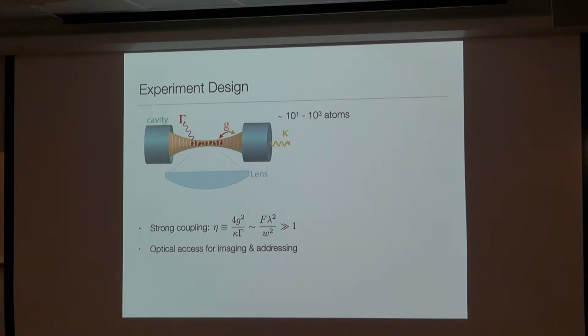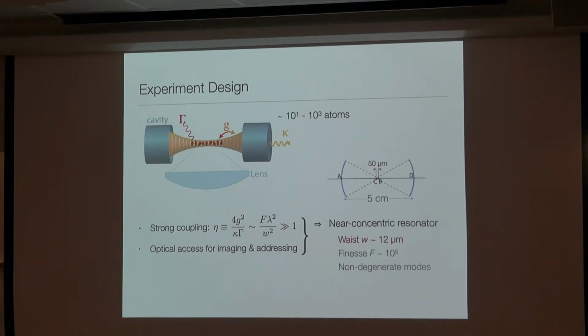So we decided we'd like an experimental setup where we can have strong coupling, but also optical access for imaging and addressing. And so that looks something like this. We said, let's have a situation where the light comes nearly to a point, but the mirrors are far away so that we can get at the atoms. So in practice, that means the setup is a 5 centimeter long optical resonator, but it's actually 5 centimeters minus 50 microns. If it were exactly 5 centimeters, the mode would come to a point in the center. We back off from that a little bit and have a waist of about 12 microns.